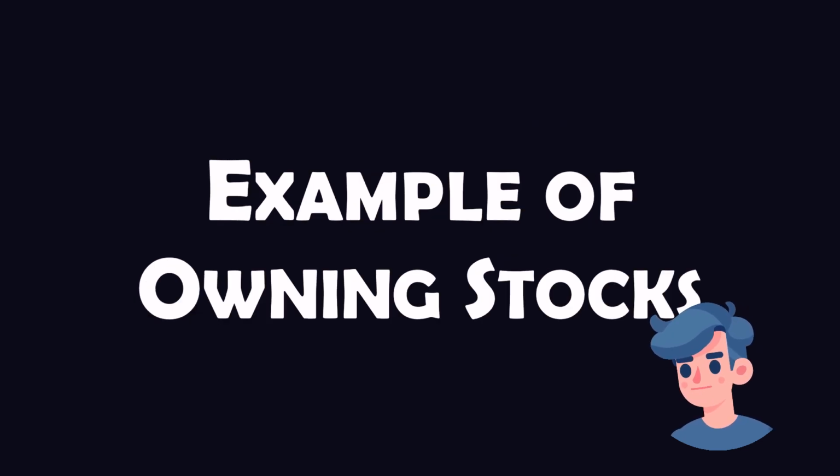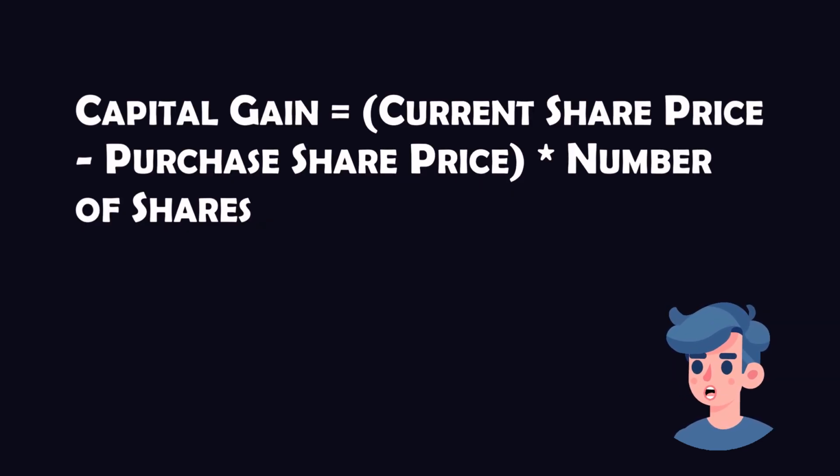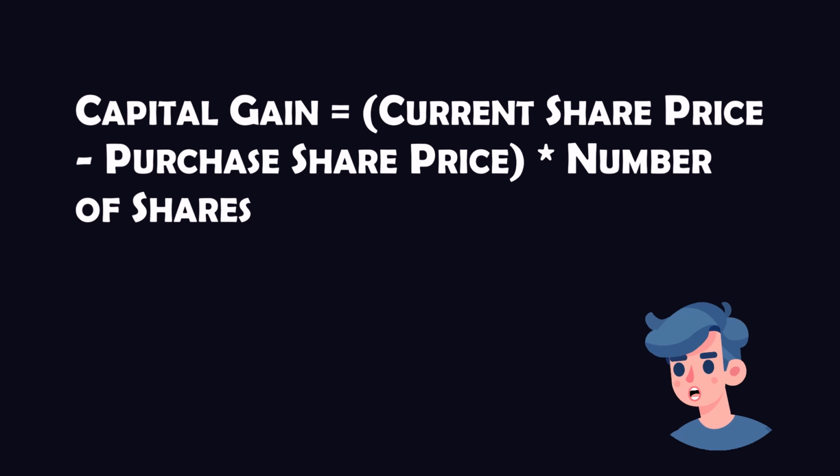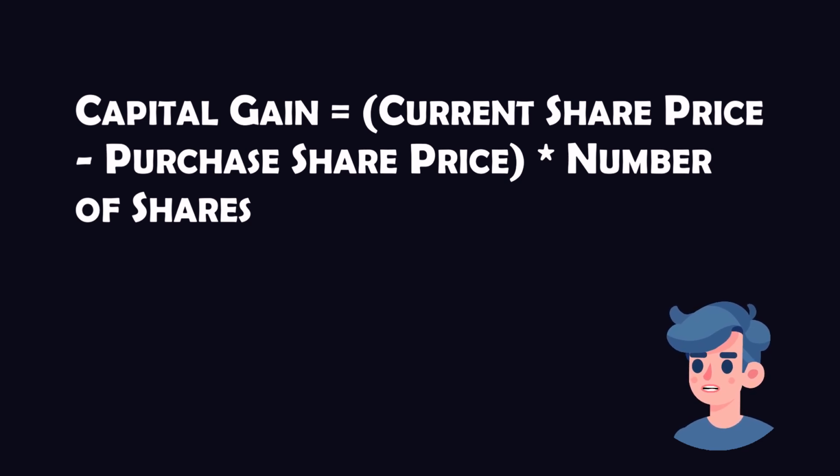Let's take an example to understand this better. Suppose you buy 100 shares of a company's stock at $10 per share. The company's value grows, and now each share is worth $15. You've made a profit of $5 per share, or $500 in total. This is known as a capital gain. But remember, the company's value could also decrease, causing a capital loss.